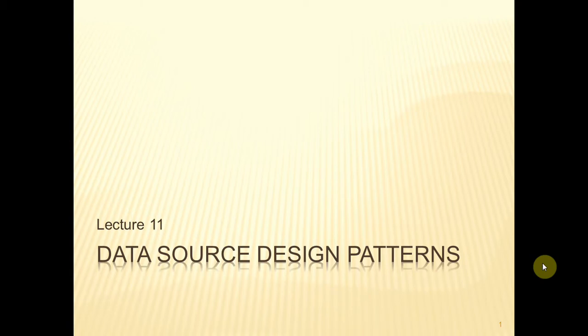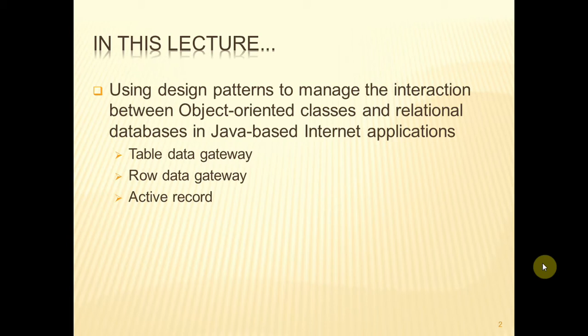Lecture 11 about data source design patterns. We're going to focus upon those design patterns that apply to that interaction between object-oriented systems and relational databases. And we're going to look at three patterns in particular: table data gateway, row data gateway, and active record.